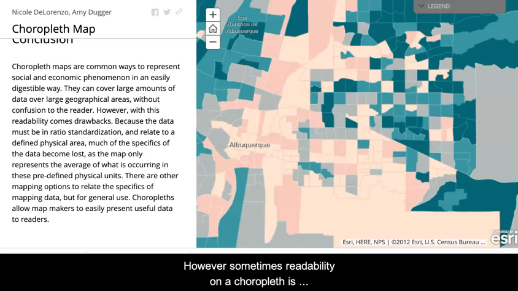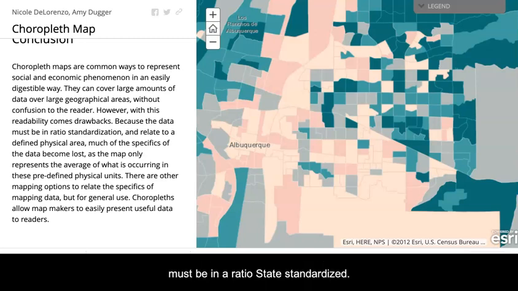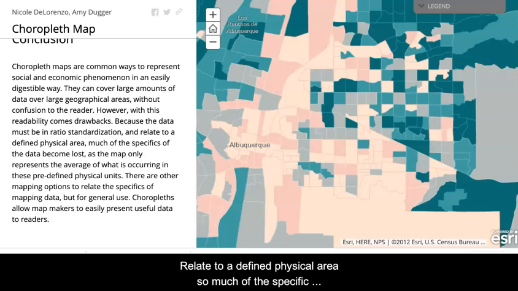However, sometimes readability on a choropleth can have some drawbacks because the data must be in a ratio standardized and relate to a defined physical area. So much of the specifics of the data become lost. So when you look at the choropleth for targets, you're going to see it's colored by state, but it doesn't really represent where in the state those targets are located. For example, in Minnesota, we have a high number of targets compared to other states, most of them located in the Twin Cities area.